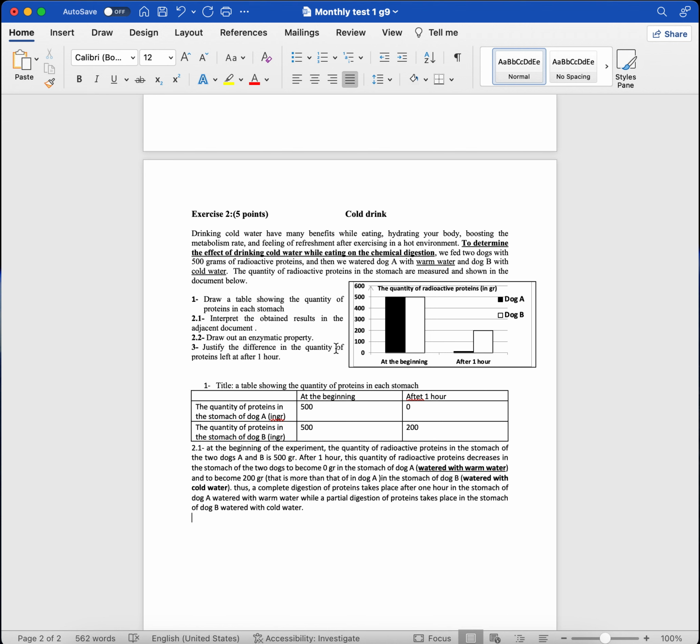Draw out an enzymatic property, meaning I'm telling you, draw out an enzymatic property. Here the difference is the temperature. We have three enzymatic properties. Each enzyme acts on a specific substrate, each enzyme acts at a suitable chemical medium, and each enzyme acts at a suitable temperature. Is it clear? Each enzyme acts at a suitable temperature. Is it clear?